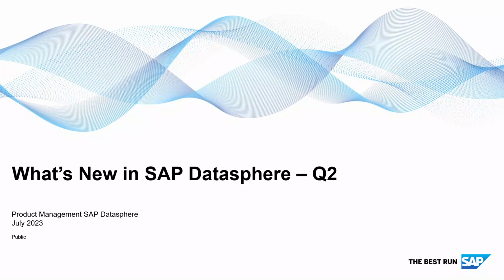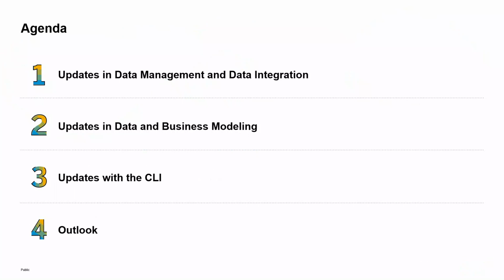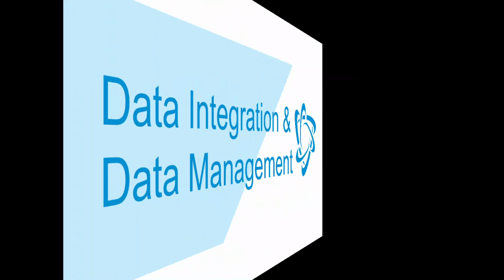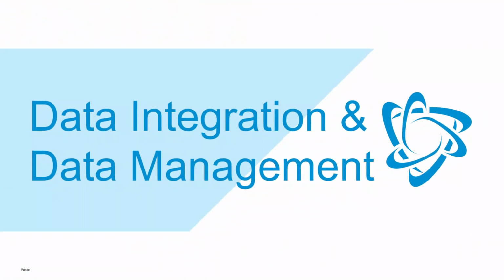So let's have a brief look at our agenda. We will cover in the first part updates in the data management, data integration area, then followed by updates in the data and business modeling area, and then what we updated in the command line interface area, so the CLI, and then at the end we will give you an outlook on what to expect over the next few months. So let's get started with the first topics here in the data integration, data management area.